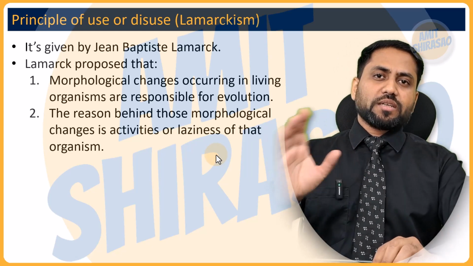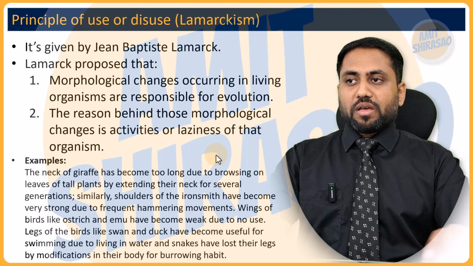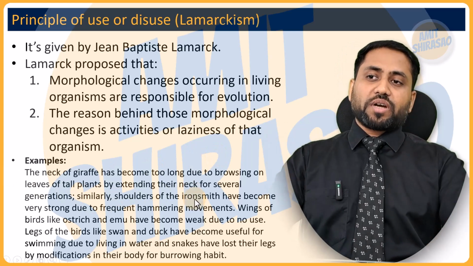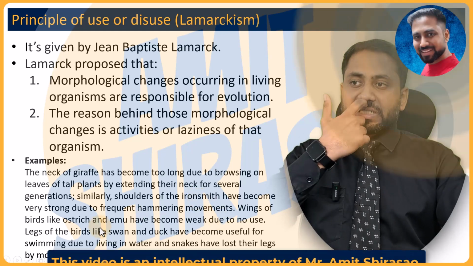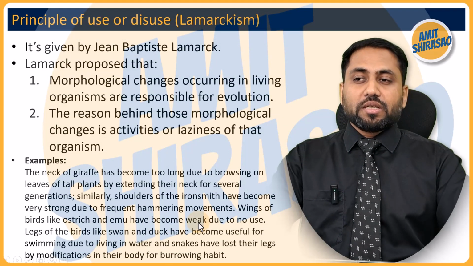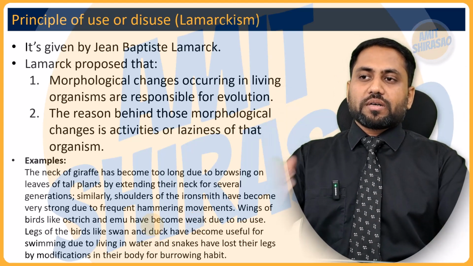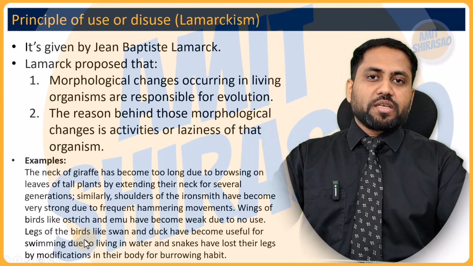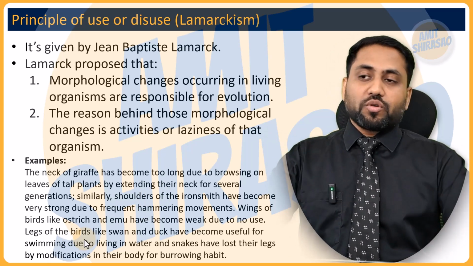Okay, so this is basically the long and short of Lamarckism, that is principle of use or disuse. Examples, I've given so many examples. Giraffe, what else? Ironsmith. Yeah, if you're into a family of ironsmiths, then you may be having stronger shoulders. Wings of birds like ostrich, emu, have become weak because they never used it. Chickens also, they don't fly. Ostrich doesn't fly. Emu doesn't fly. So their wings are not very strong, and they have smaller wings also, by the way. But take the example of bat. Arre baap re, most of the span is wingspan only because it flies so often.